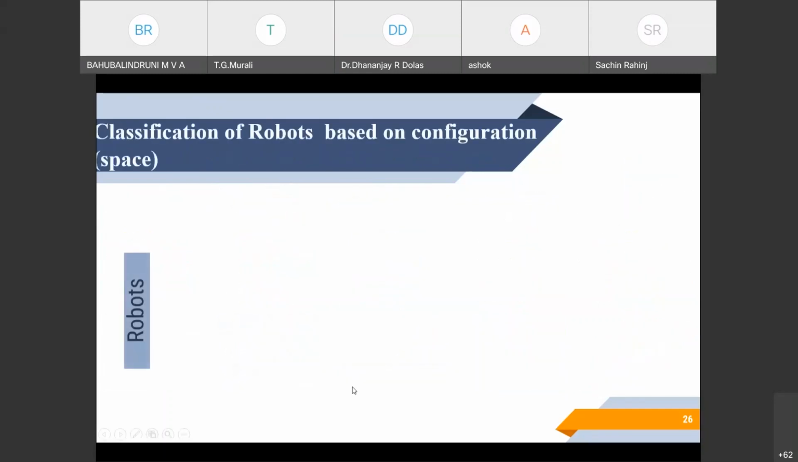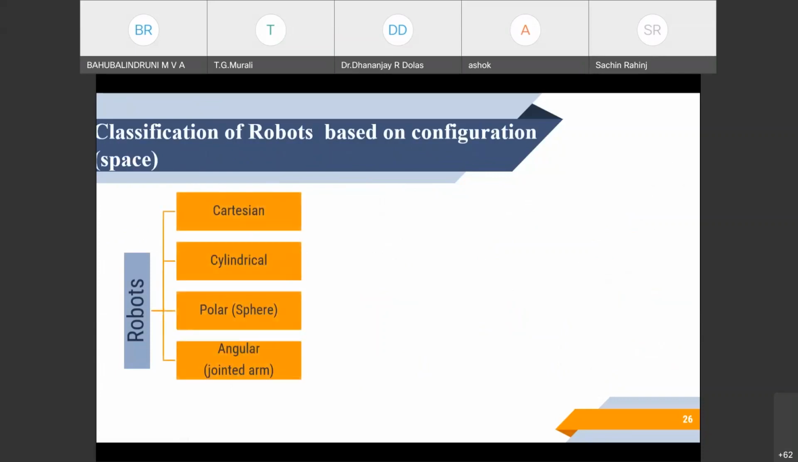Now let us try to classify the robots. There are multiple types of classification based on certain parameters. So now we are classifying it based on the space that a robot can move. The first one is the Cartesian, the second is cylindrical, the third is the polar, the fourth is the angular, and the fifth is the SCARA.